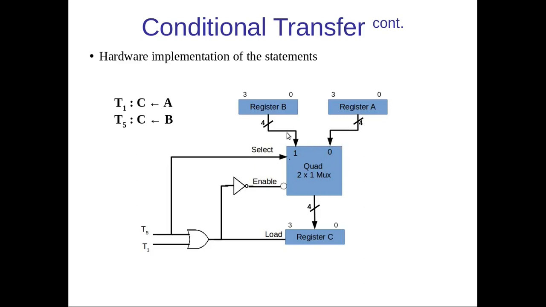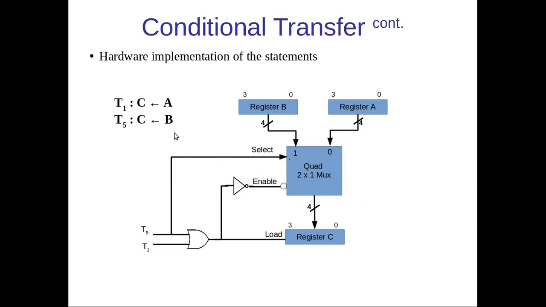And the selection from these two inputs will be based on the select line, and another line is the enable line. This is an active low signal, that is why there is a bubble here. Whenever this value becomes 0, only then the multiplexer will be enabled and the output will be available. When it is disabled, the multiplexer will enter into a high impedance state and this line will become disconnected. So if the select line is equal to 1, register B will be selected, and if the select line is equal to 0, register A will be selected.